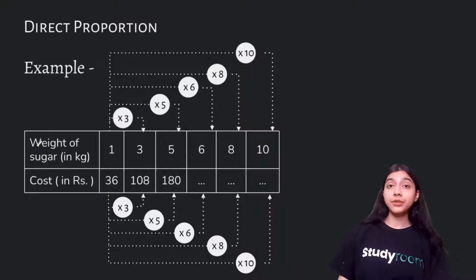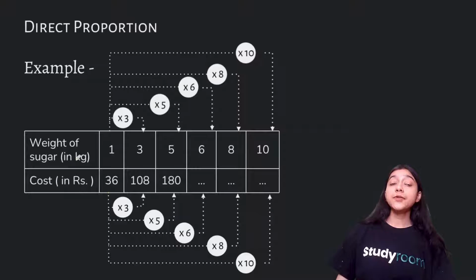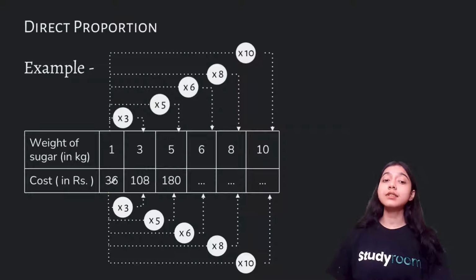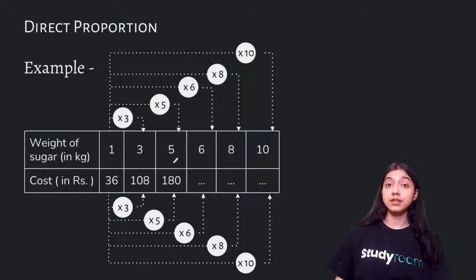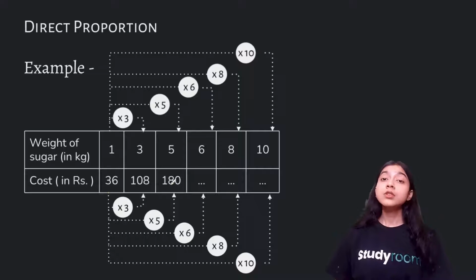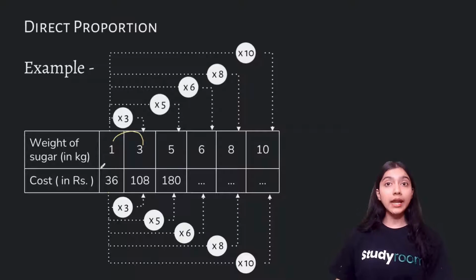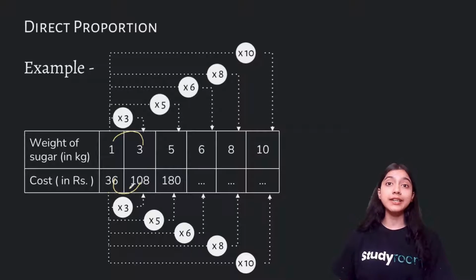We have a table in this example which represents the weight of the sugar in kg and its corresponding cost in rupees. If we are having 1 kg of sugar, it costs rupees 36. When the weight of the sugar is increased to 3 kg, it is costing us 108, and similarly, when the weight of the sugar is 5 kgs, it is costing us 180 rupees. So, what is happening is, in the first place, the weight of the sugar is getting multiplied 3 times. From 1 kg, it is becoming 3 kgs. So, the cost will also become 3 times.